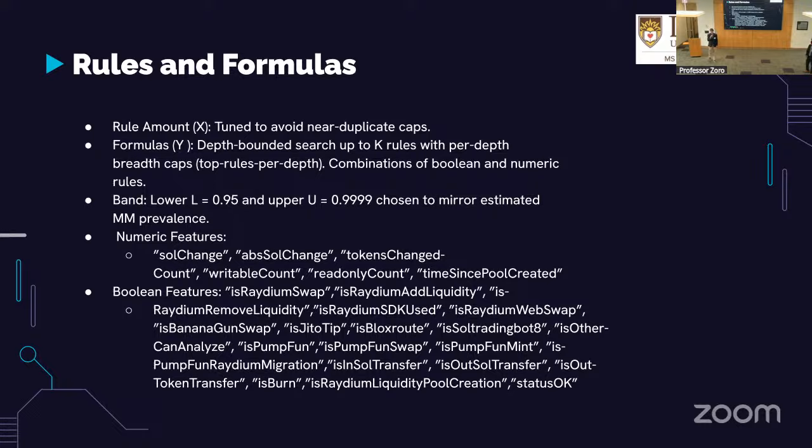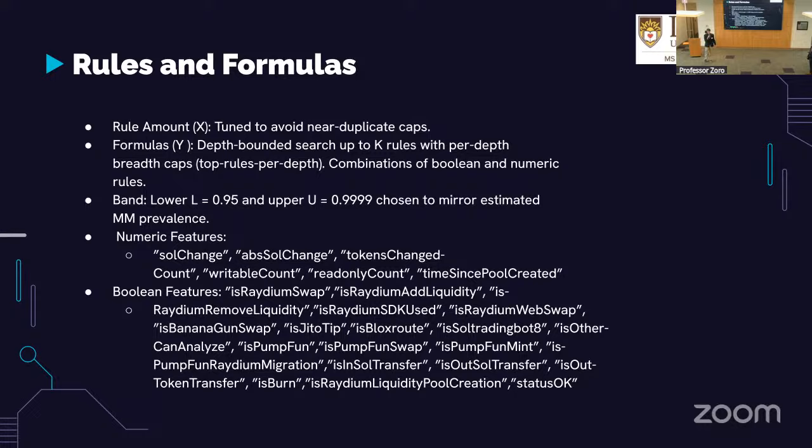So my rules are a combination of numeric and Boolean. So my numeric rules are using a quantile approach. So for example, one rule might be the time since pool created is in the 95th percentile. And then my Boolean rules are obviously true or false, and these are mostly based on the specific AMM platform that the token was launched through. And then I have formulas that these rules are combined into. So the formulas are a combination of numeric and Boolean.